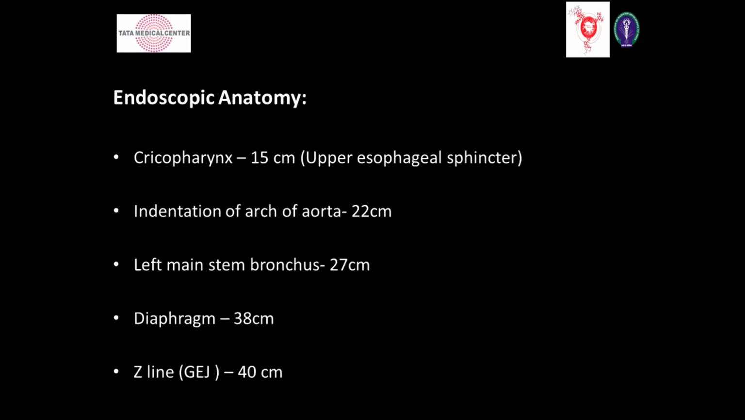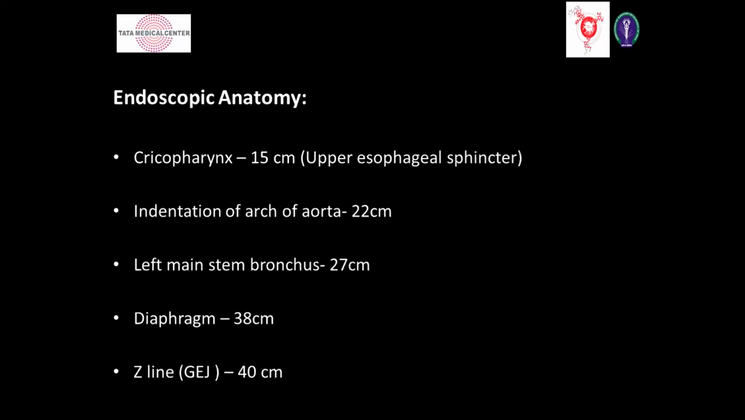If we see an endoscopy report, while doing an endoscopy, what are the important landmarks we see from inside the esophagus? First is the pharyngoesophageal junction at 15 centimeters, the first indentation visible in the esophagus. Then the aorta at the level of 22 centimeters. The left mainstem bronchus comes around 27 centimeters. This is a very important structure when we are dealing with a mid-esophageal cancer, which is a little bulky and has a relation with the left mainstem bronchus, where the bronchus is obliterated.